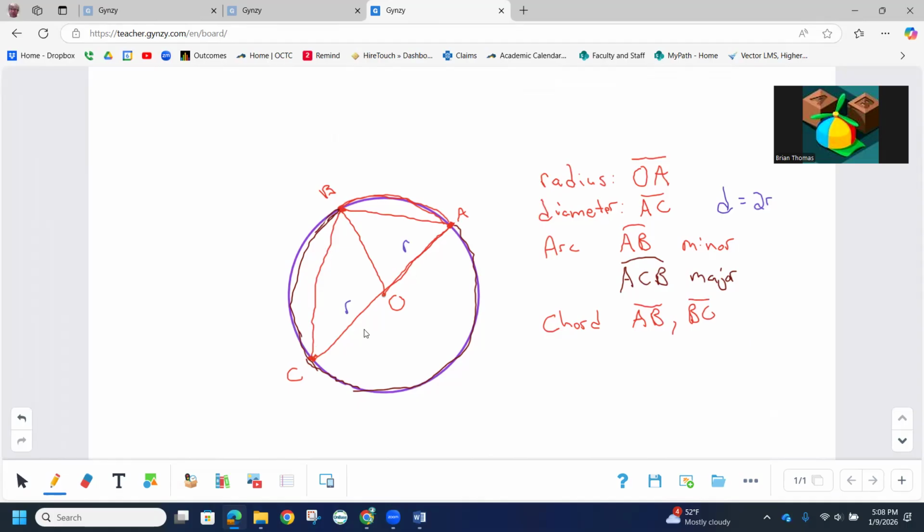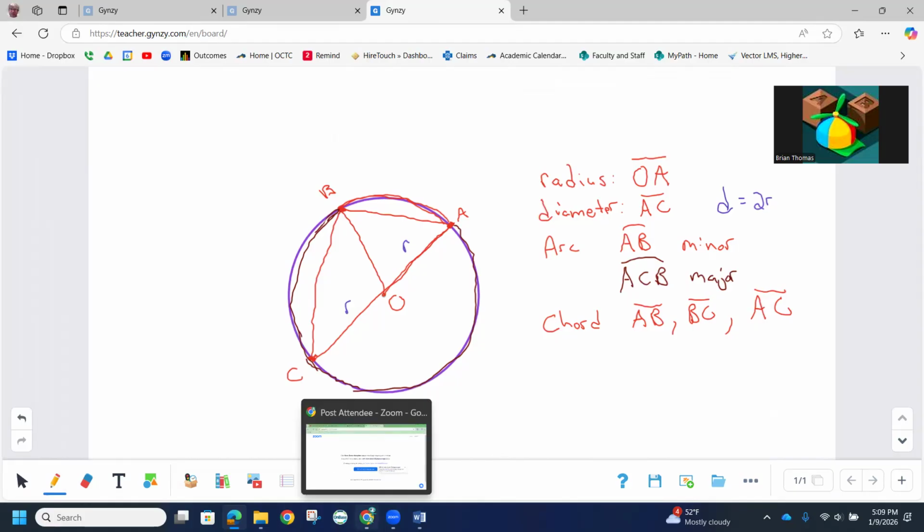Notice that AC is a special chord. It's also called the diameter. So the diameter can also be called a chord.